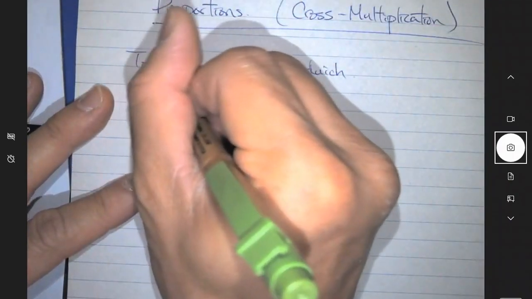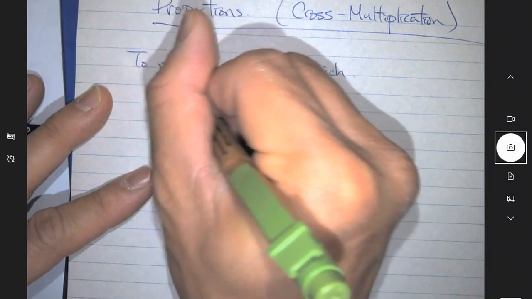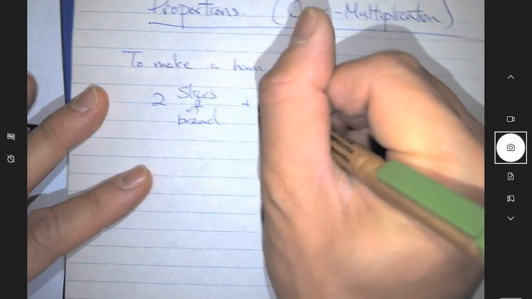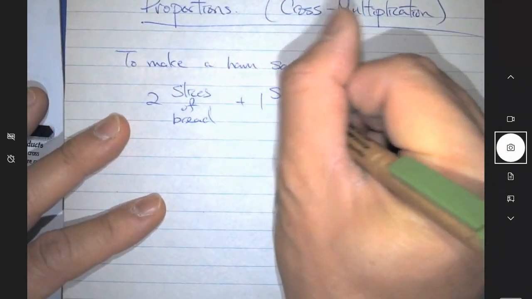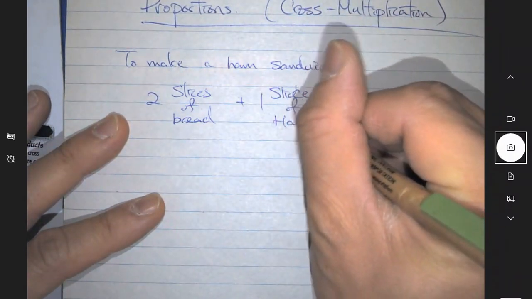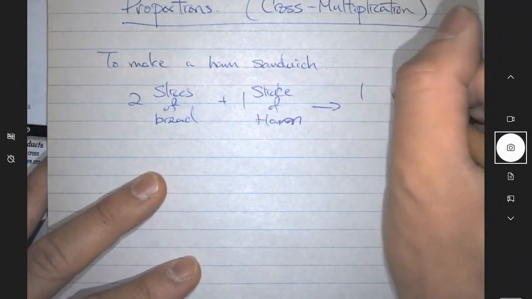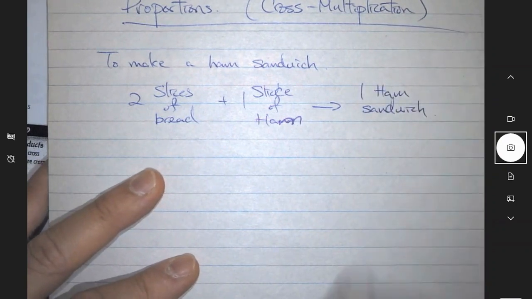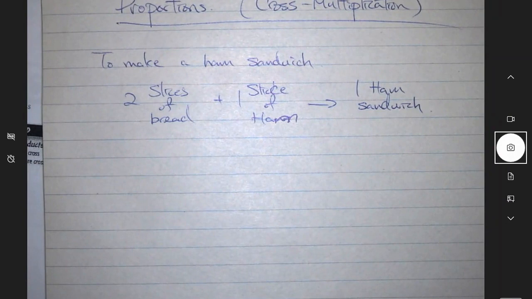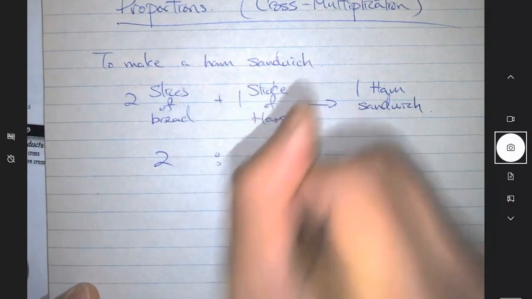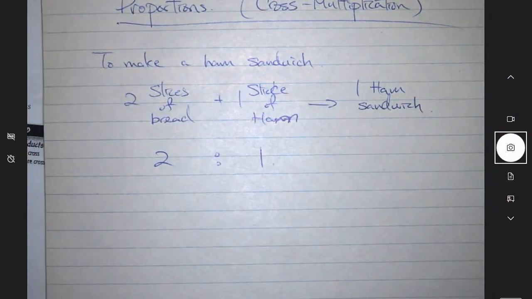let's just say you need two slices of bread plus one slice of ham. That gives you, this is a very plain sandwich, one ham sandwich, right? So, in some ways, the proportion of bread to ham would be a 2-to-1 ratio. Are we good?